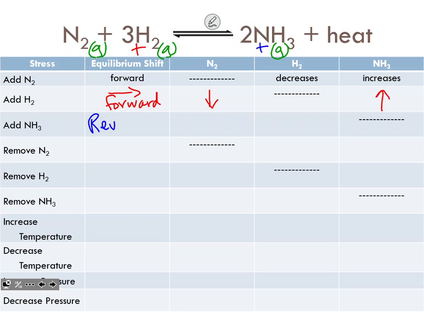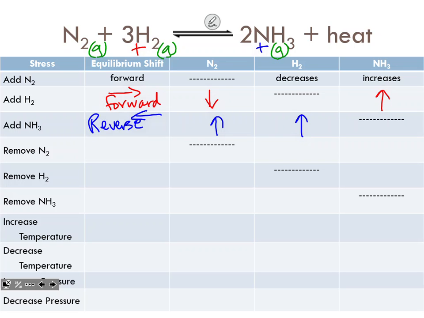If I add in ammonia over here, which way is it going to proceed? Towards the reactants or the reverse, okay? Reverse, go that direction. Now what happens to your nitrogen? Increases. What happens to your hydrogen? Increases as well. You're making more reactants, so therefore that should initially increase.